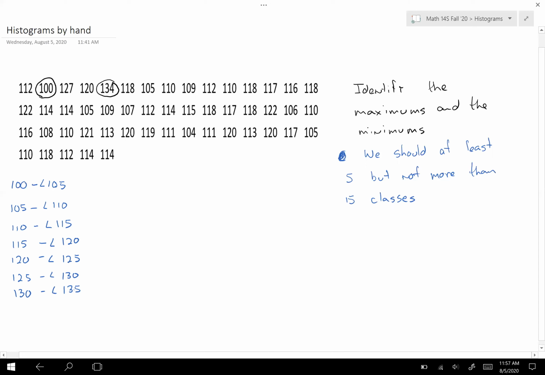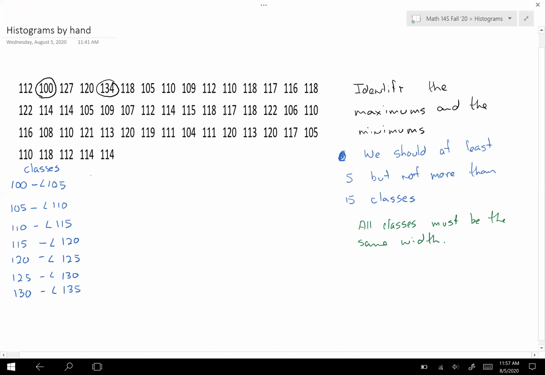Now, one thing to keep in mind here, these are our classes. They have a width of 5. The other thing to keep in mind is that 135 is just a larger number than our maximum, and we want to keep it consistent all the way through. These classes must be all the same width. I'm going to write that down off to the side: all classes must be the same width.